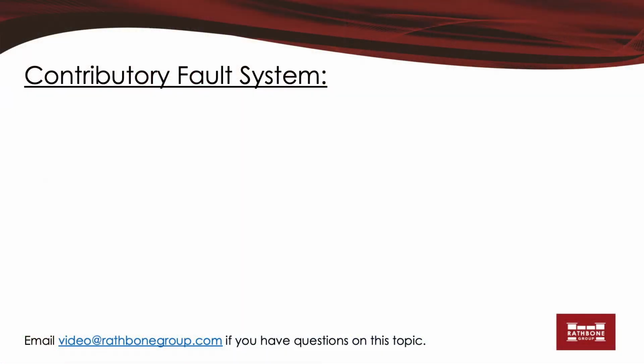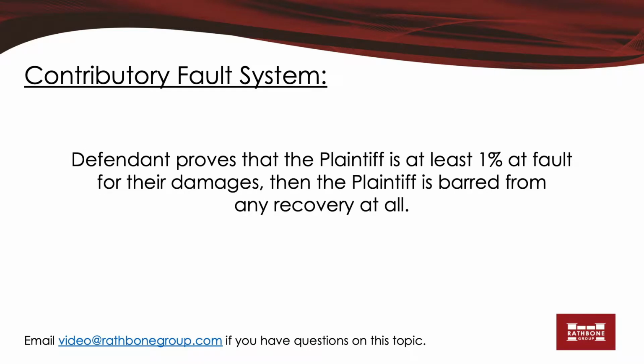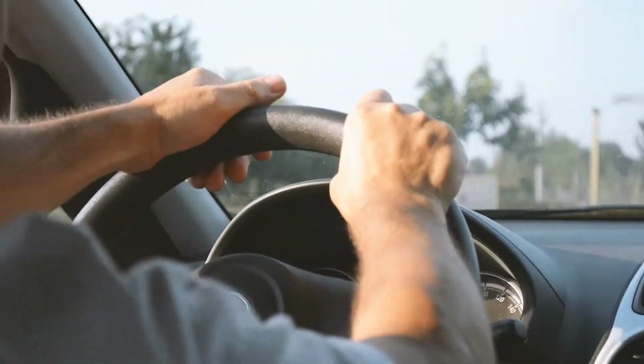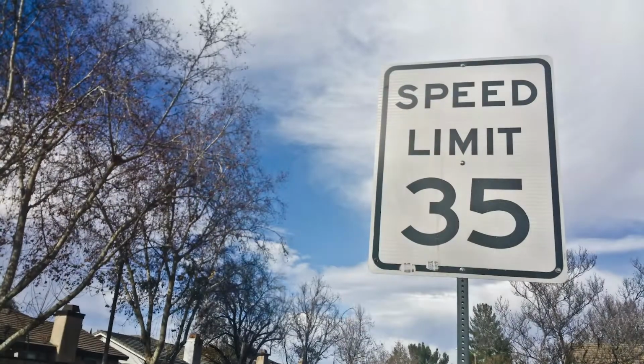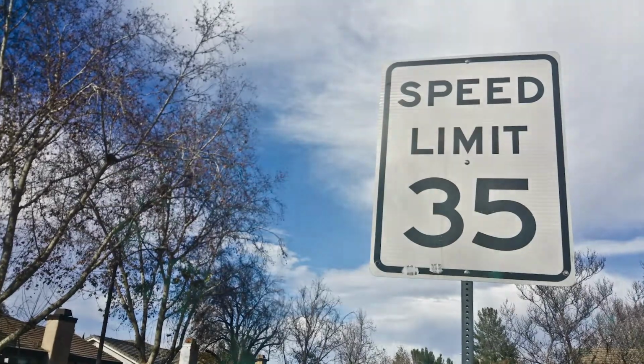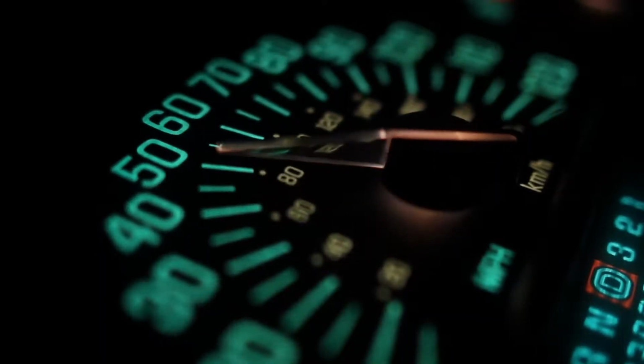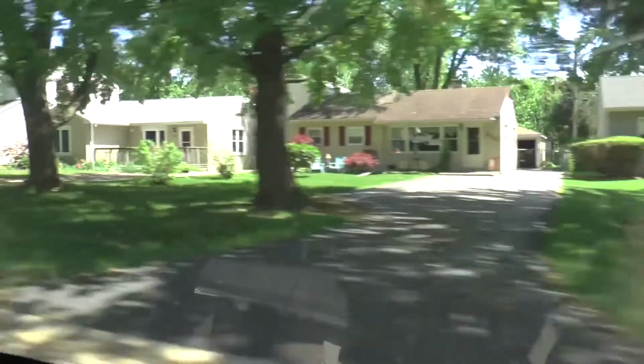Under a contributory fault system, if a defendant proves that a plaintiff is at least 1% at fault for their damages, then the plaintiff is barred from any recovery at all. So take a common example where the insured is driving down the road at a posted speed limit of 35 miles an hour. Now the insured begins to speed up and is traveling 45 miles an hour in a 35 mile an hour zone. The defendant is a vehicle that's pulling out of a private drive. They see the insured coming and they pull out thinking they have enough room. Of course they don't. They cause a collision, and now the plaintiff wants to sue for their damages.